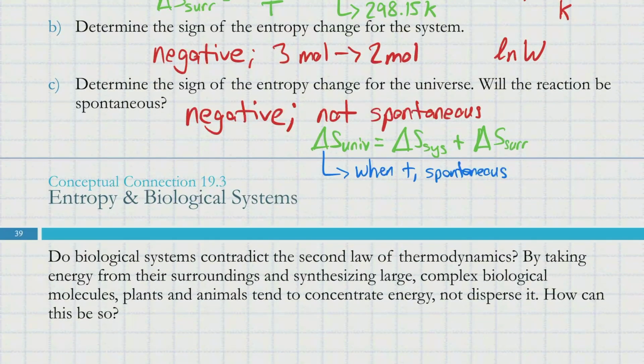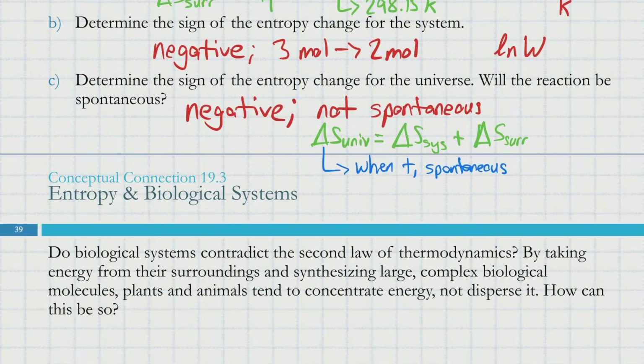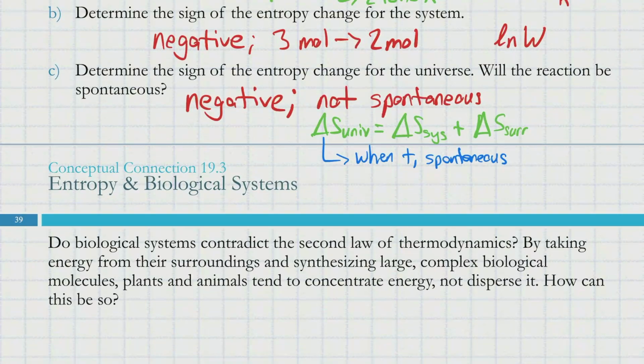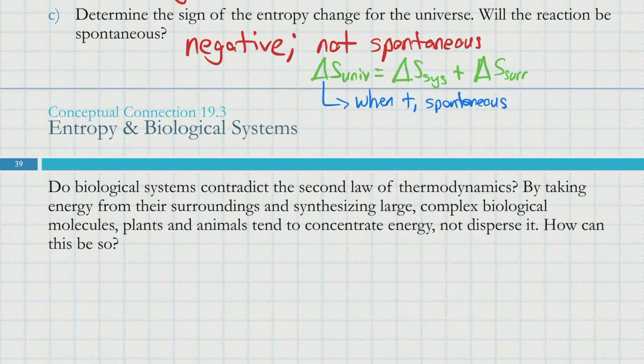Follow-up question. Do biological systems contradict the second law of thermodynamics? By taking energy from their surroundings and synthesizing large complex biological molecules, plants and animals tend to concentrate energy, not disperse it. How can that be possible? So if we're concentrating energy, what does that mean about our entropy? It's lower. So for our system, entropy is negative because we are concentrating energy by putting together these big biological molecules.